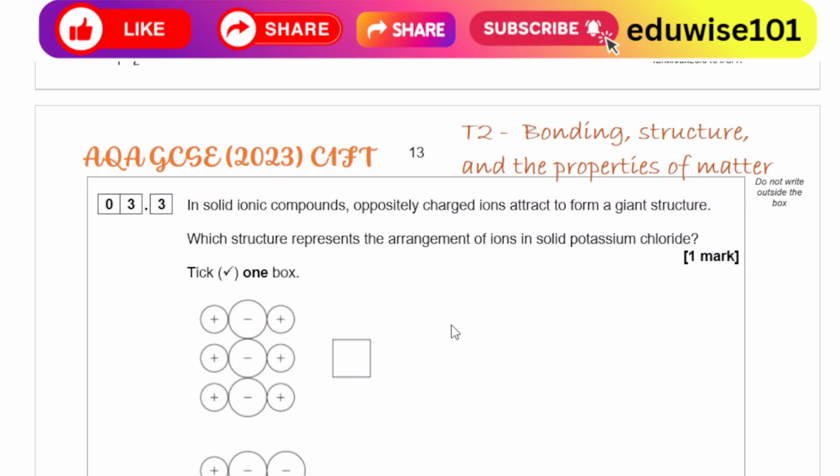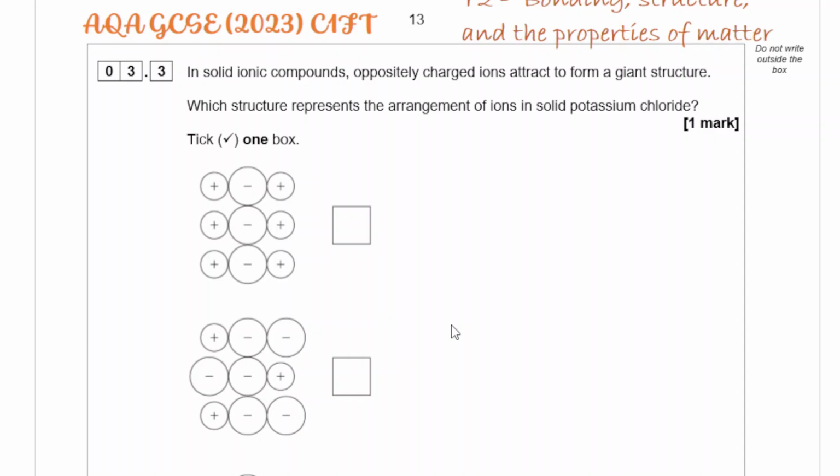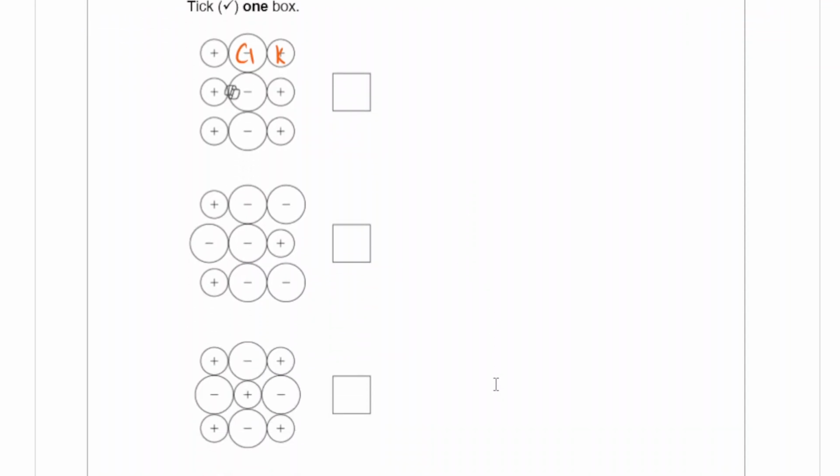In solid ionic compounds, oppositely charged ions attract to form a giant structure. Which structure represents the arrangement of ions in solid potassium chloride? So the chloride should be the Cl minus, and potassium is the plus. Each negative ion should be surrounded by a positive ion, or the other way around. So it's this one. So you've got potassium surrounded by chlorine on all sides.